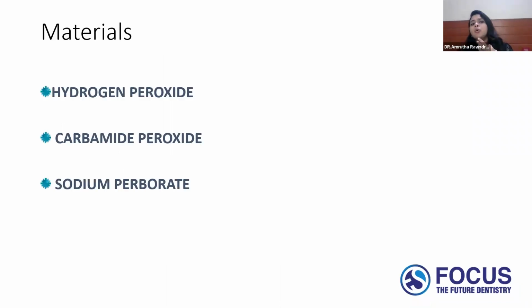Now for bleaching, you have different materials which are used. The most common bleaching agents are hydrogen peroxide, carbamide peroxide, and sodium perborate. These different chemical agents are used for different bleaching techniques, which we'll see in the upcoming slides. Hydrogen peroxide is used in different concentrations for different methods. So that's it about the materials.